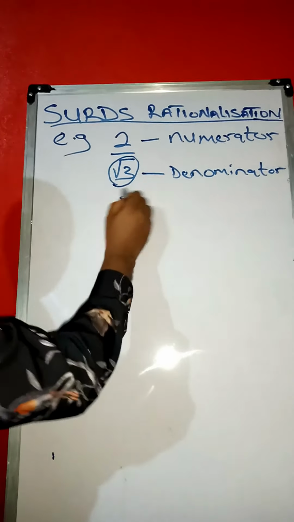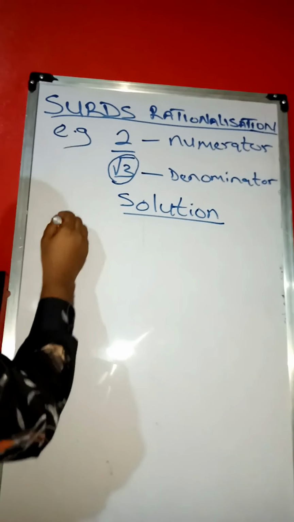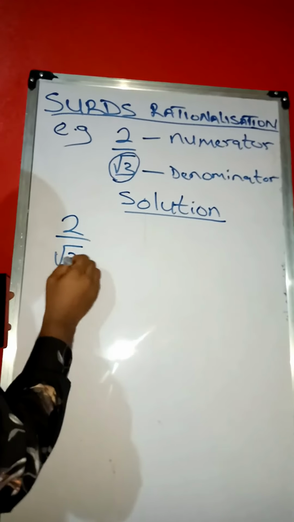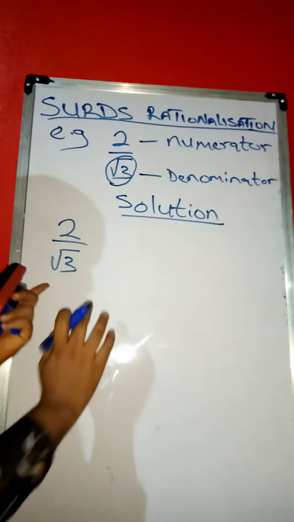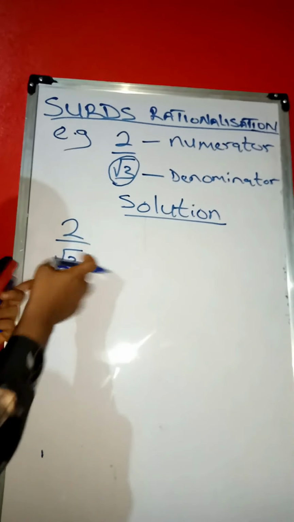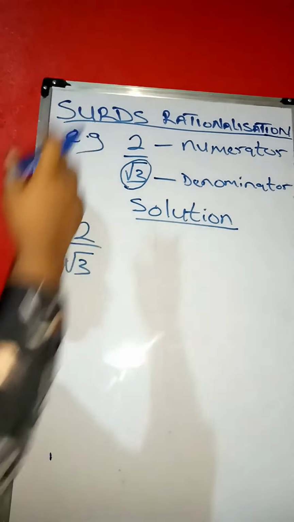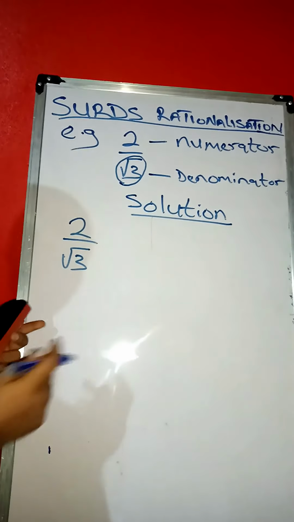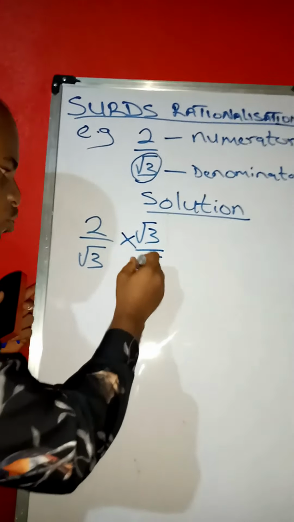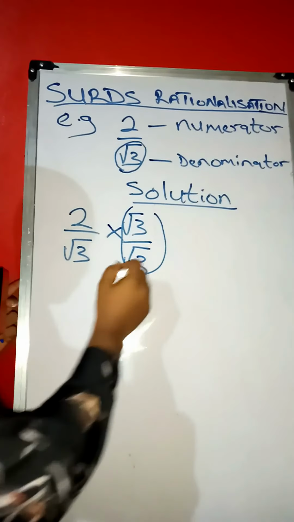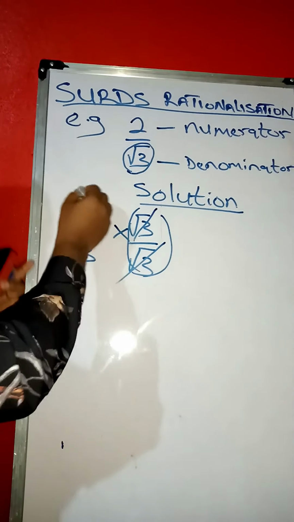How do I do that? Solution. To simplify 2 over root 3. Now, to change my root 3 to a rational number, all I need to do is to square it, because it is a square root. If I square it, the square will cancel the square root. So all I need to do is just multiply by root 3 over root 3. Now please take note of this. Root 3 over root 3, usually in mathematics, can cancel out to give you 1. So I am back to this.